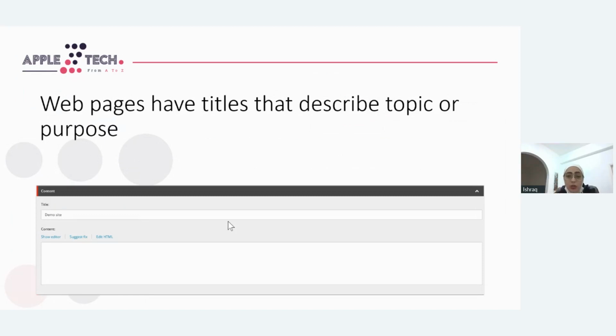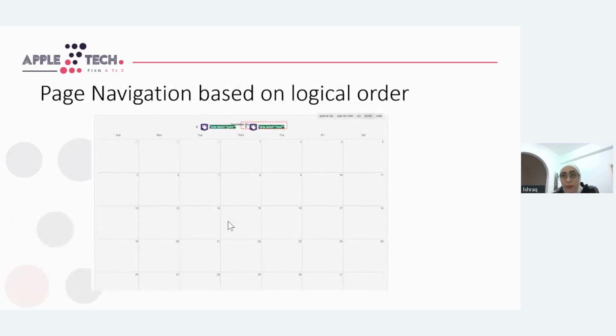You already have that, use it, and it's going to help you from an accessibility and SEO perspective. Page navigation based on logical order. We've mentioned the example for the menu. Same thing if you have a calendar and you're using the tab component to switch between different weeks or months or whatever.